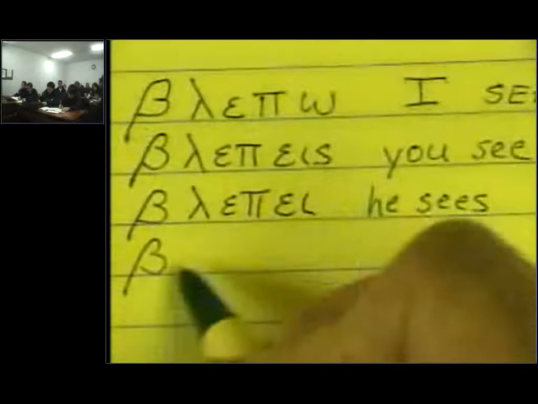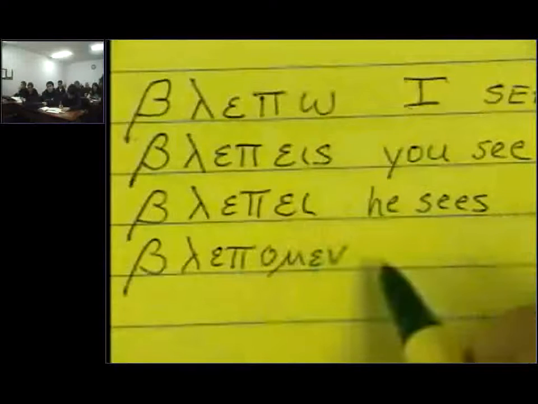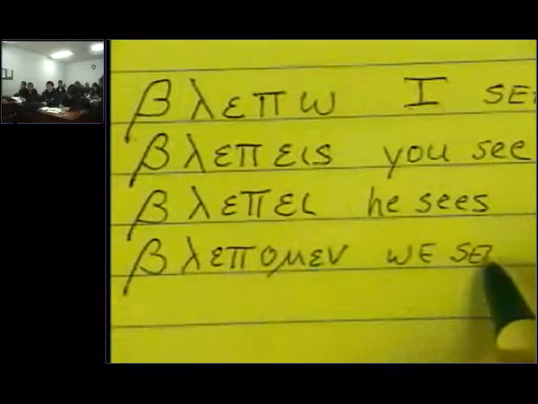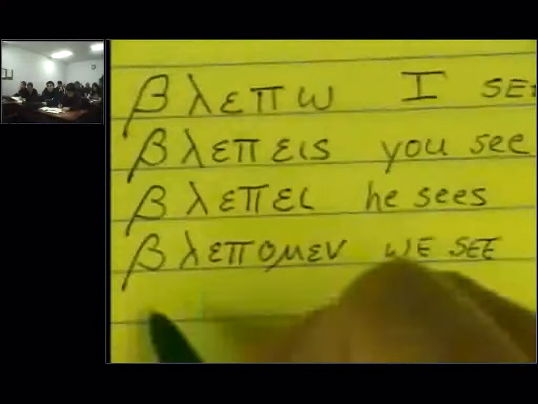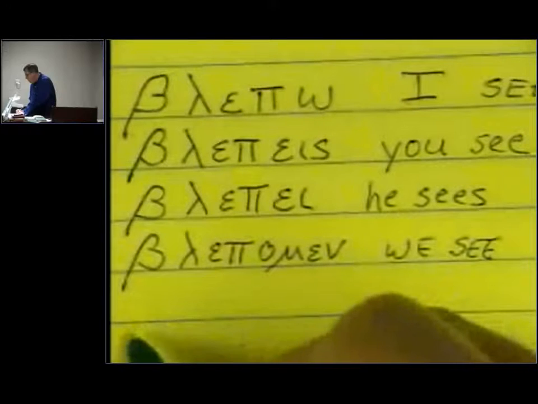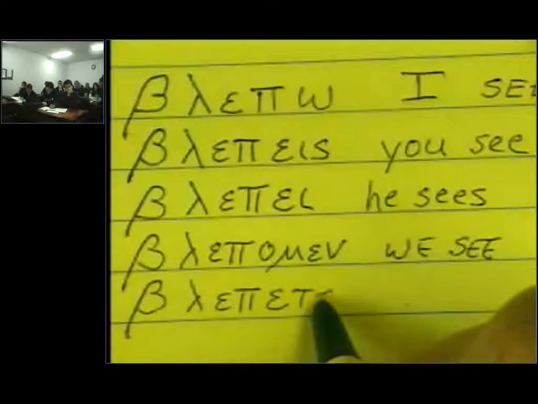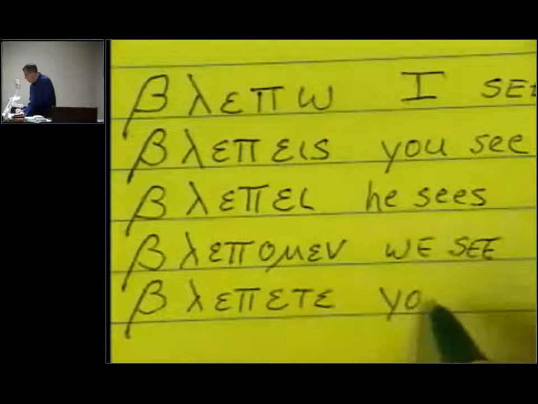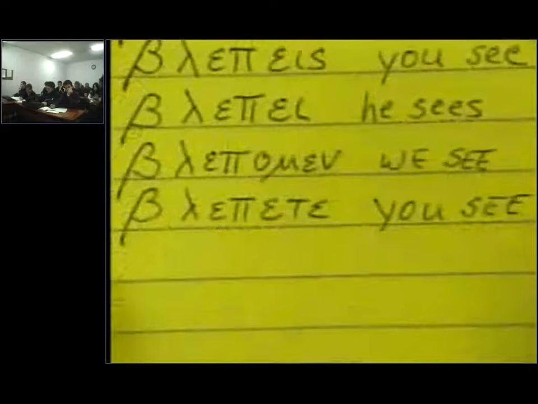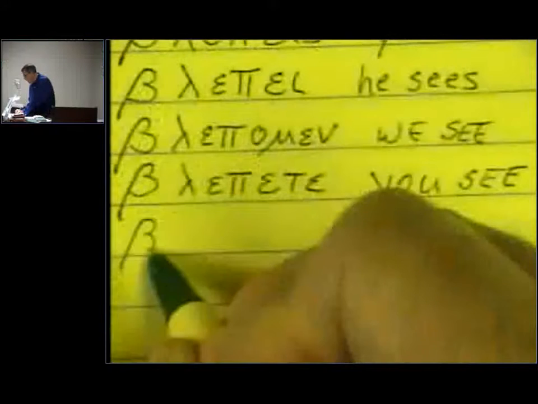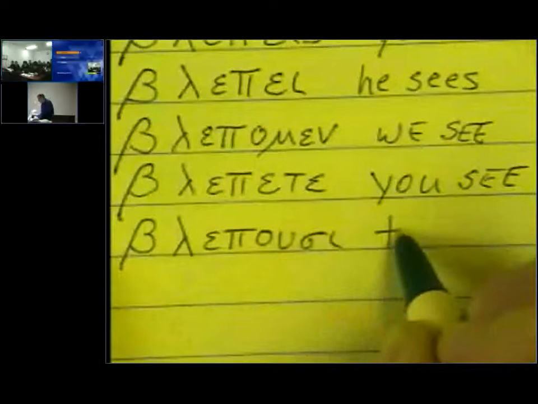Then we have blepomen. That would be we see. That's first person plural. Then we have blepete. That's you all see, you plural see. And then you have blepousi. That's they see.